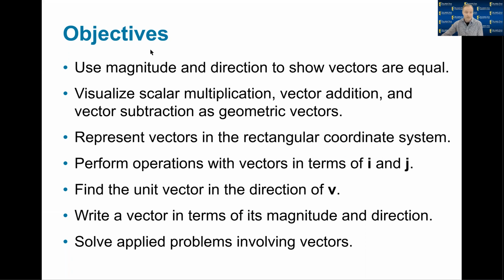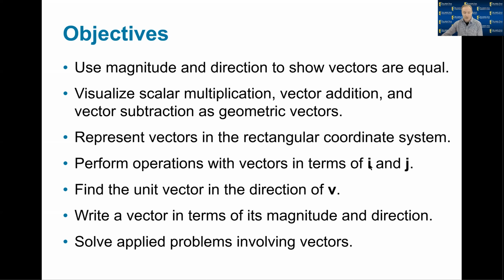So the objectives in this section: the first thing that we'll be doing is using the magnitude and direction to show vectors are equal. A vector is just something that has a magnitude and direction, and if they're both equal, then the two vectors are equal. We're going to visualize scalar multiplication, vector addition, vector subtraction, and geometric vectors. Represent vectors in the rectangular coordinate system. It's done pretty easily. Perform operations with vectors in terms of i and j.